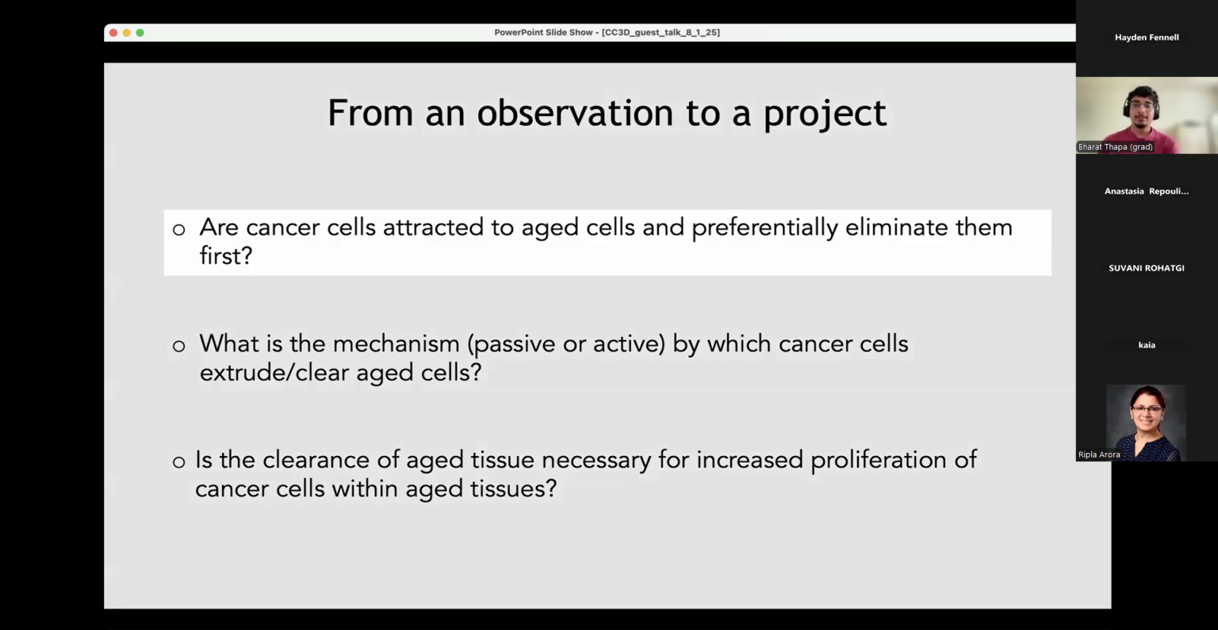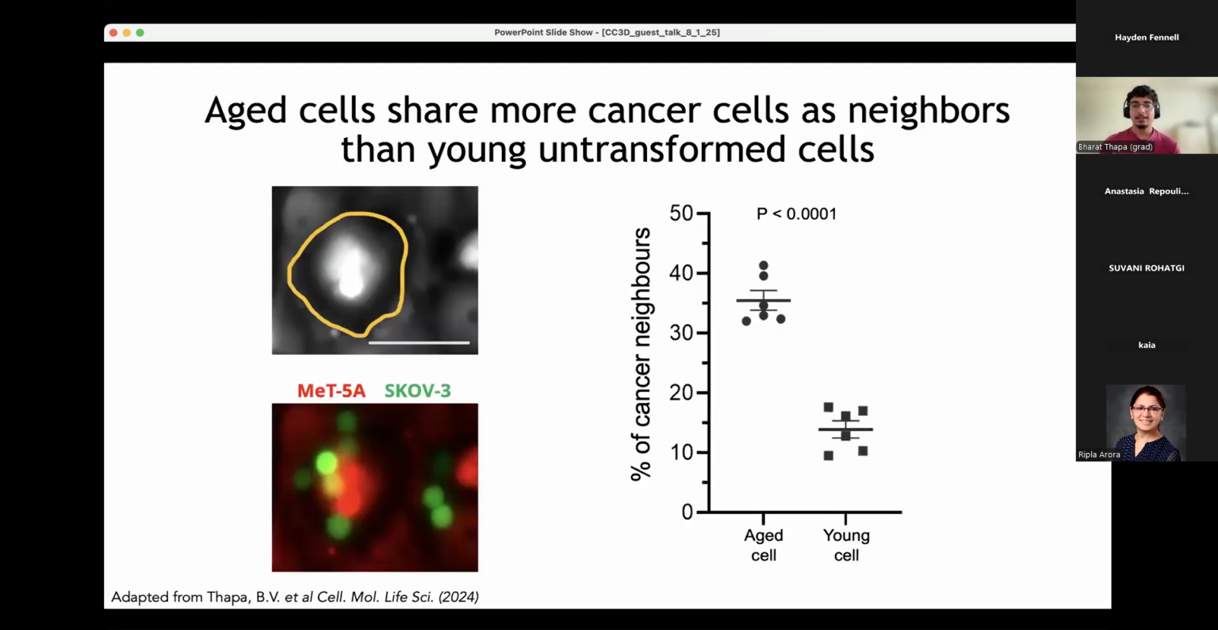Awesome. So I'm going to go one by one through these observations and the experiments I did to actually make it into a project. So the first thing I did in my time lapse is to just check what happens when I look at a young tissue and an aged tissue. I see a question.